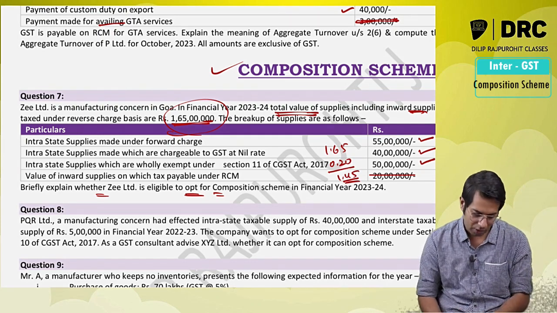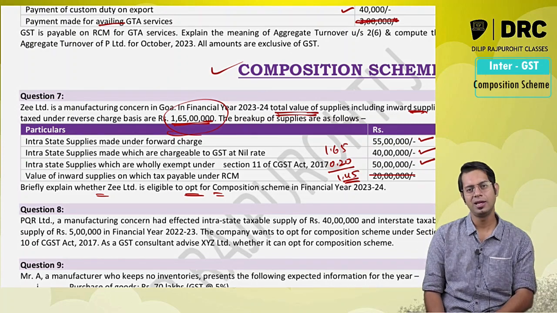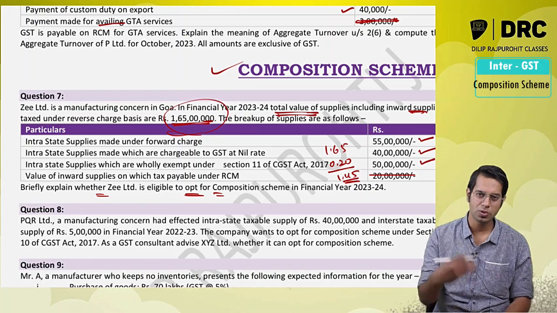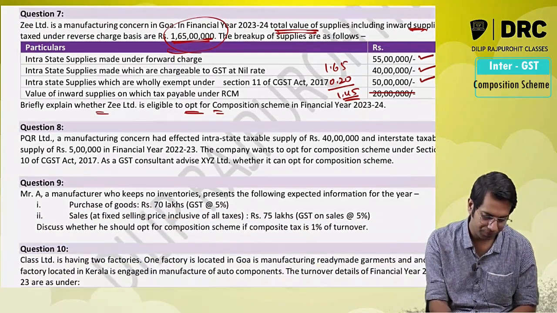So where is he doing business? Have they given the place? Yes, he is doing business in Goa. The aggregate turnover is 1.45 crores. Can he become a composition dealer? Answer is yes.